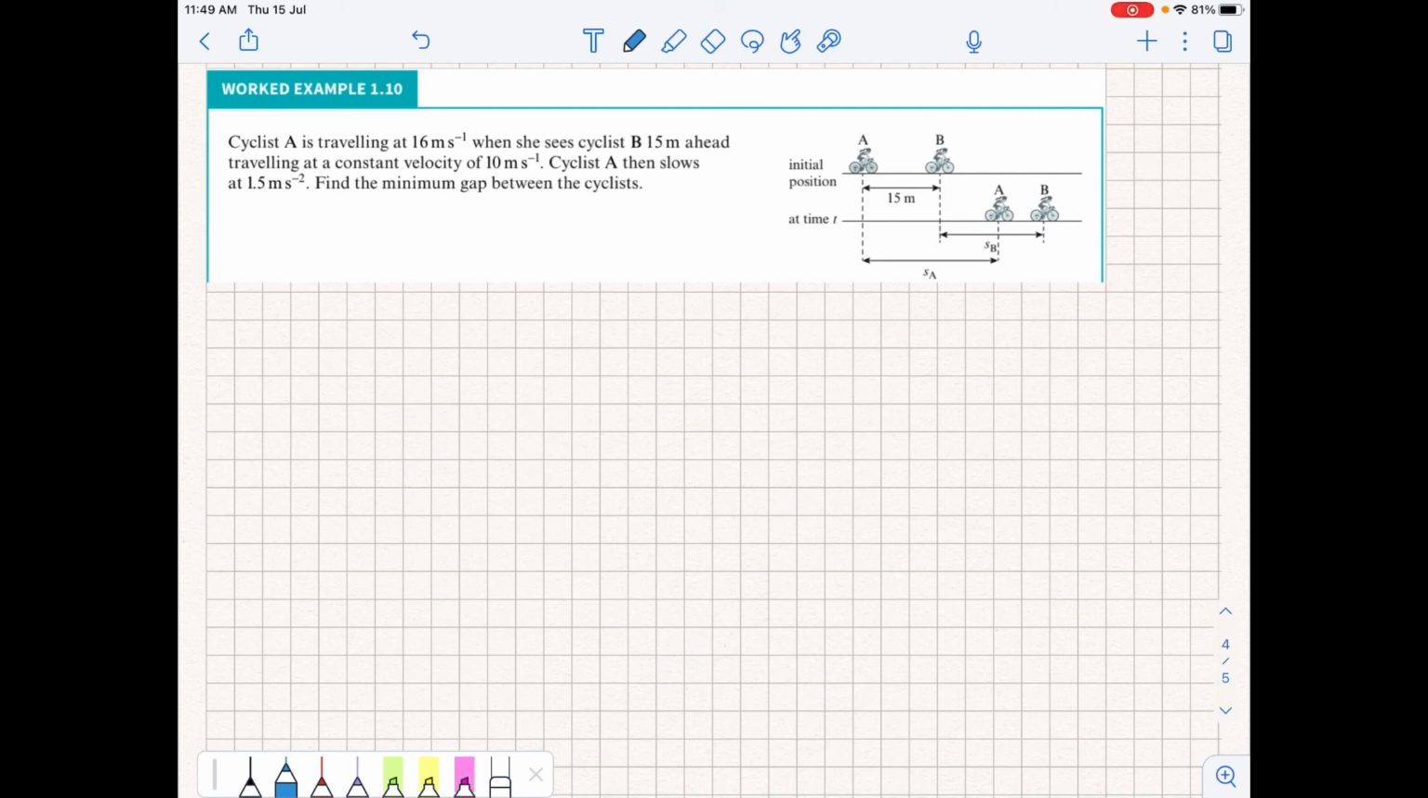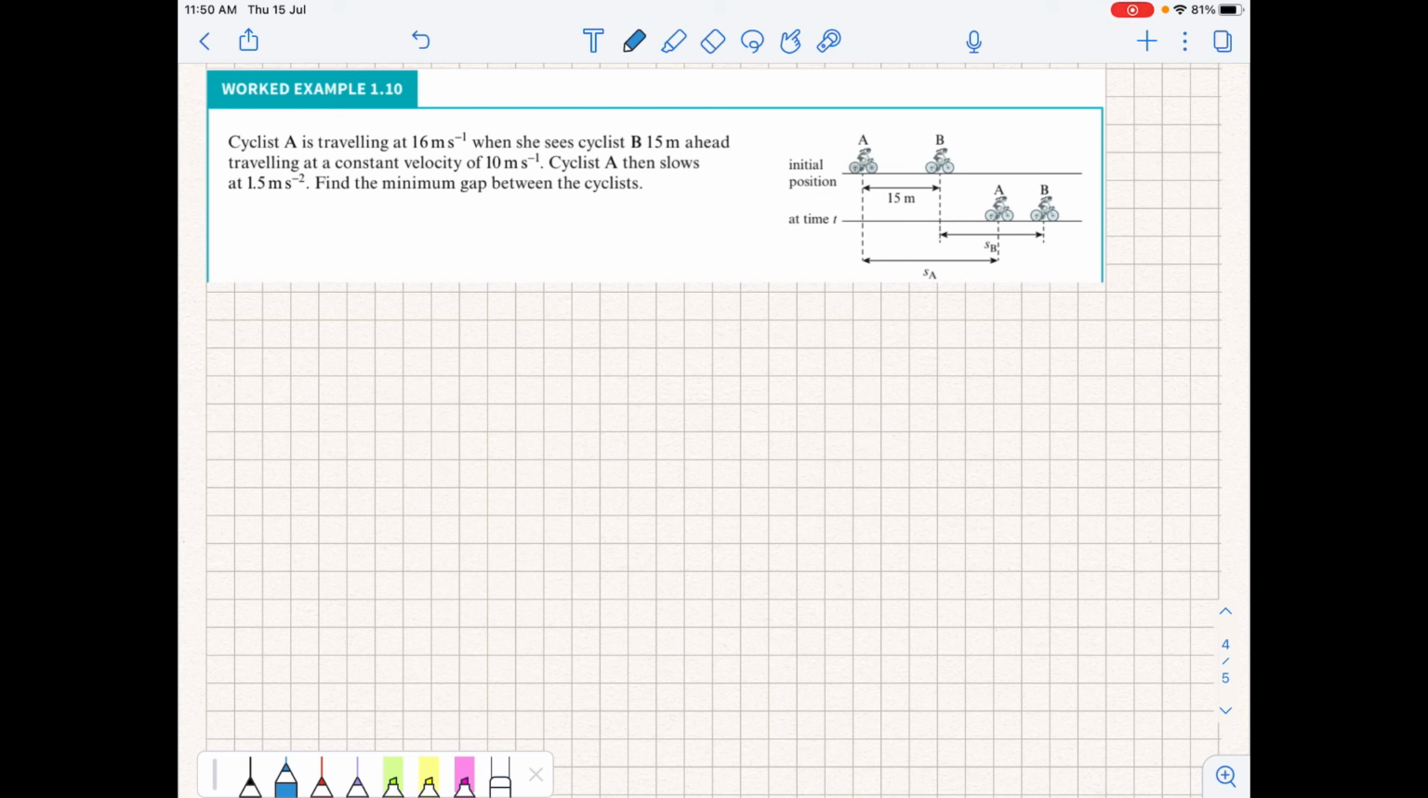Here is another example of a problem that requires us to create a function in order to solve the problem. So the scenario is we have cyclist A traveling at 16 meters per second when she sees cyclist B 15 meters ahead traveling at a constant velocity of 10 meters per second. So that sets our stage for what is going on.